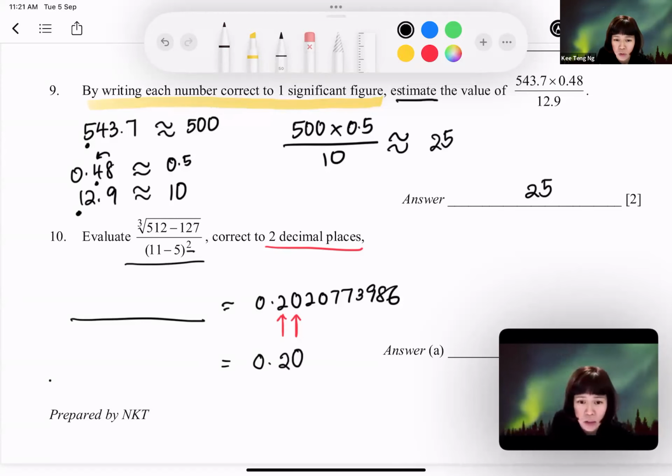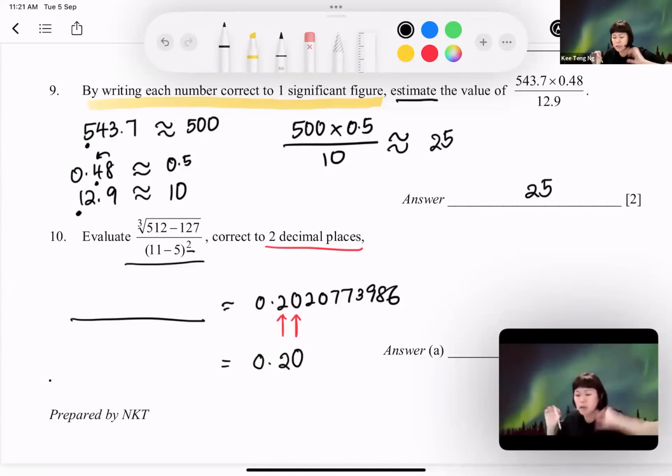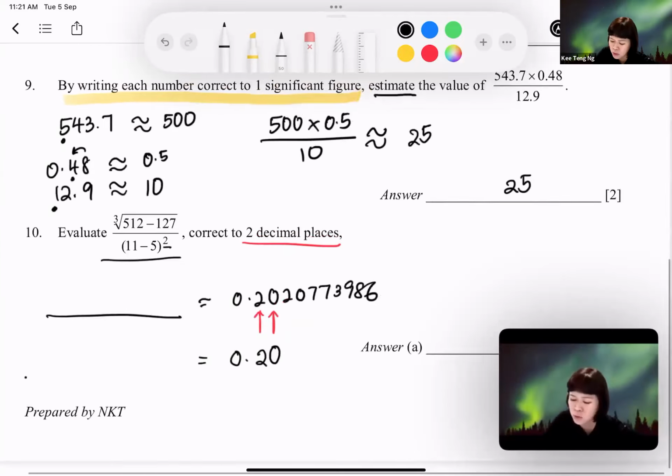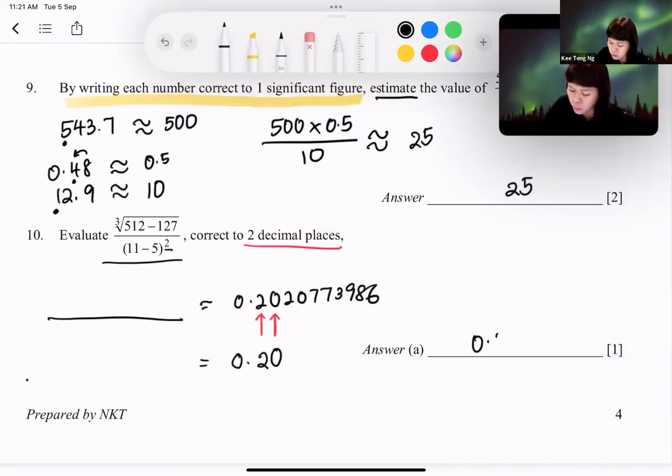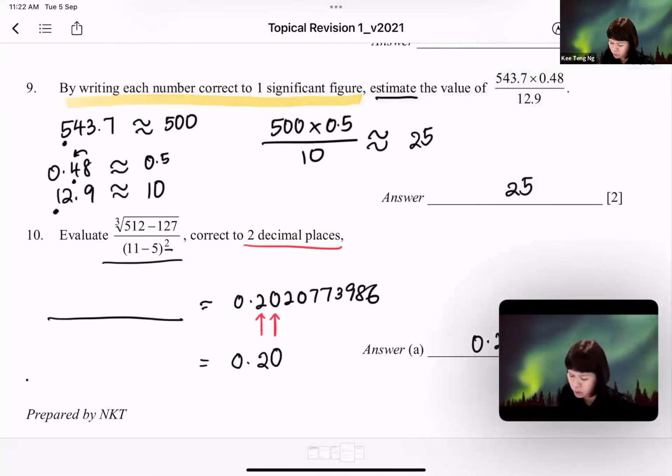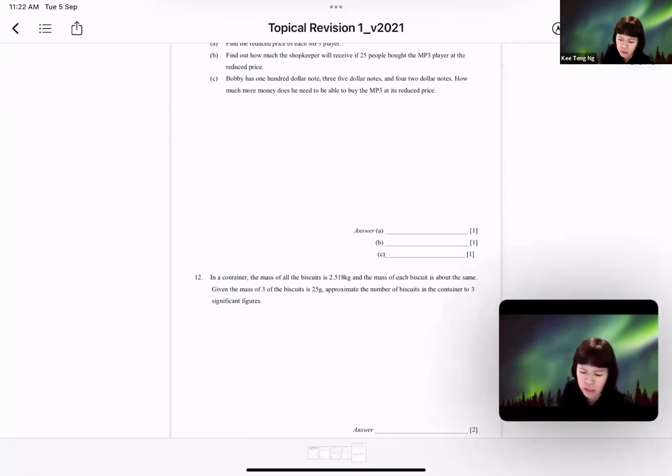So 0.20. Please don't think that the 0 is not important, because this 0 tells you the decimal place as well. They specifically say 2 decimal places. So the answer must be 0.20. Okay, it is important. Now, I think we are going to our last page for the day.